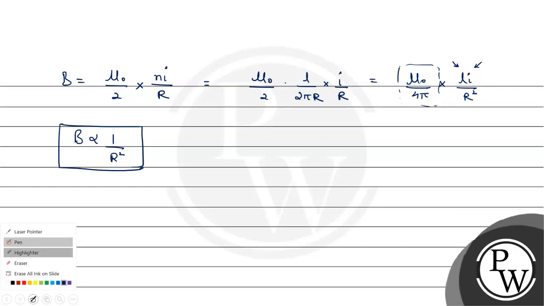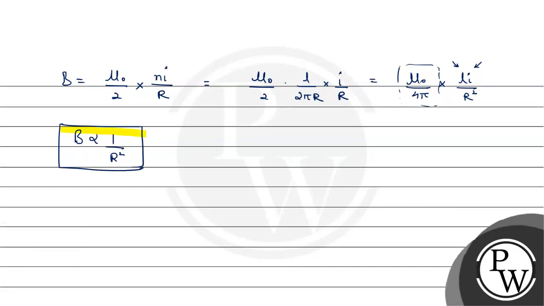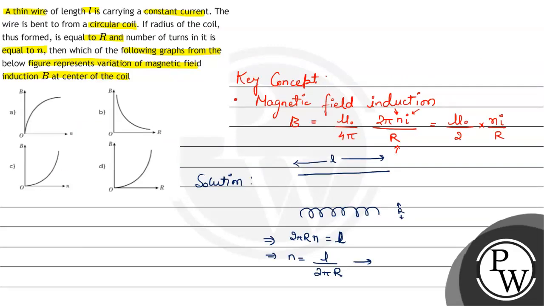Let's highlight it here. And now let's check the graphs which give us the correct relation between B and R. So graph 1 shows B with N. Graph 2 shows B with R. So from here graph 2 is correct because it shows the relation B is inversely proportional to R square.